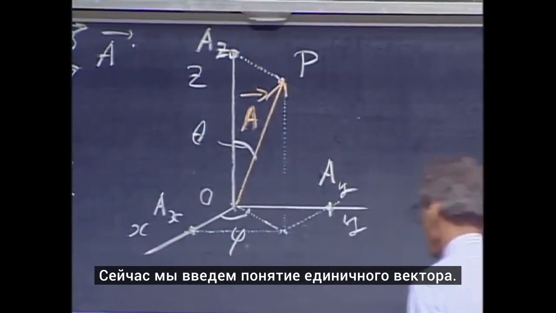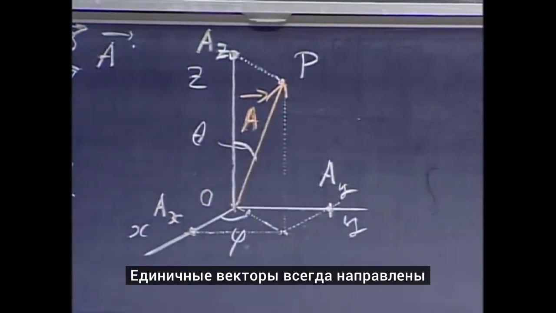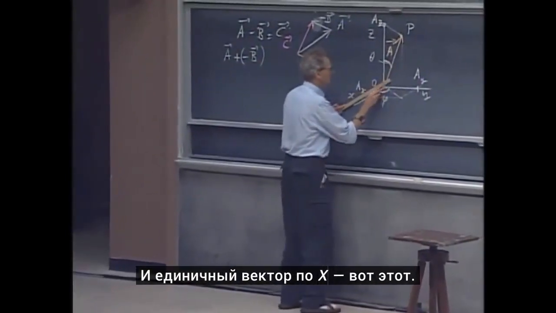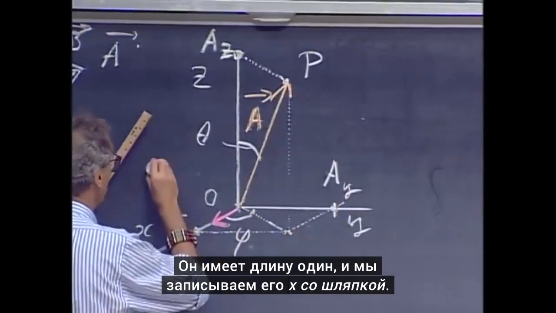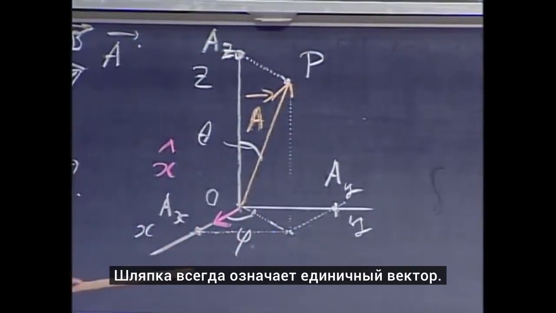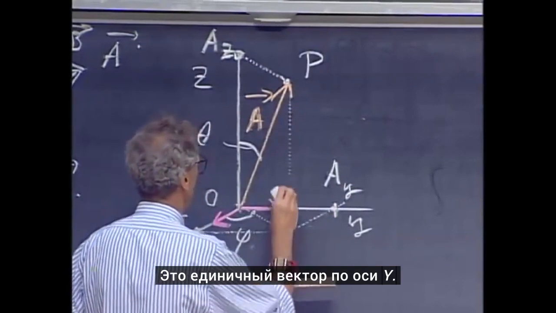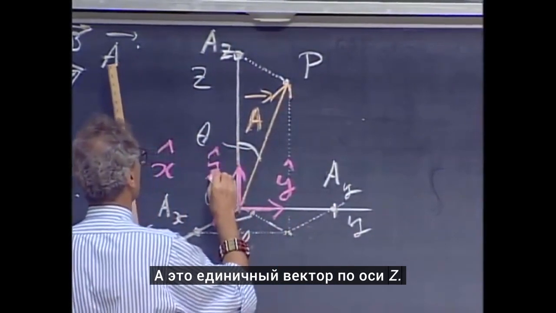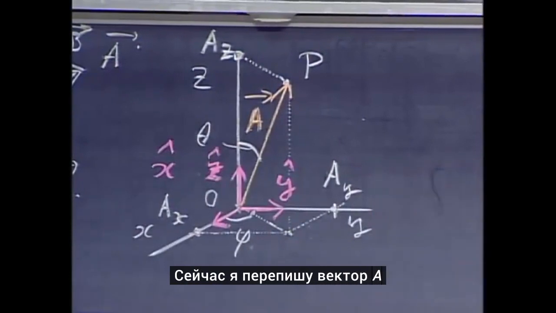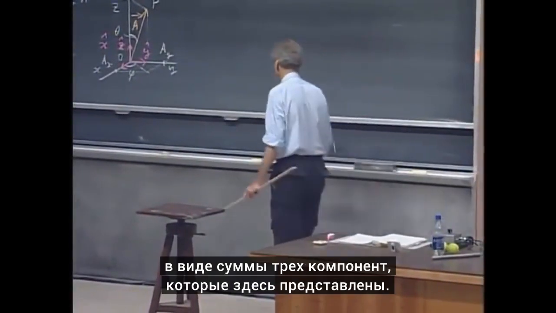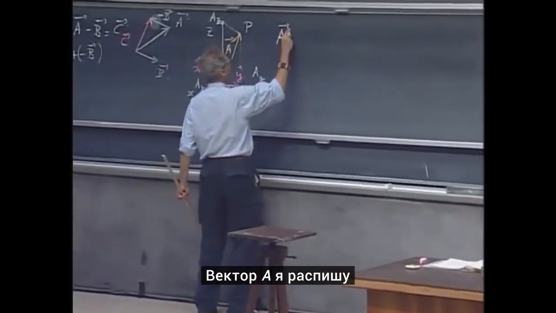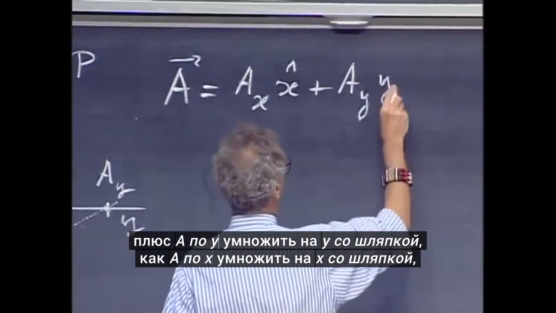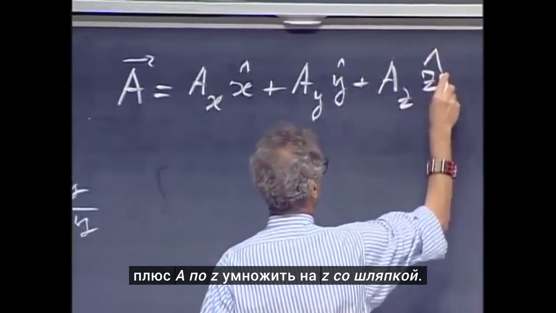We now introduce what we call unit vectors. Unit vectors are always pointing in the direction of the positive axis, and the unit vector in the x direction is this one. It has a length 1, and we write for it x roof. Roof always means unit vector. And this is the unit vector in the y direction, and this is the unit vector in the z direction. And now I'm going to rewrite vector A in terms of the three components that we have here. So the vector A, I'm going to write as A of x times x roof plus A of y times y roof plus A of z times z roof.